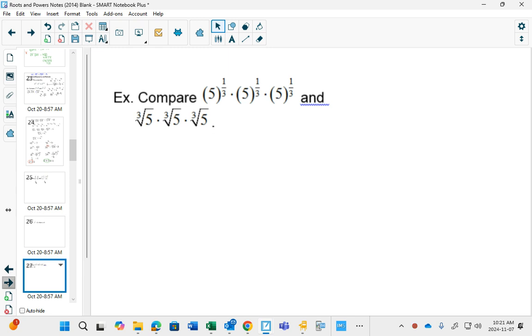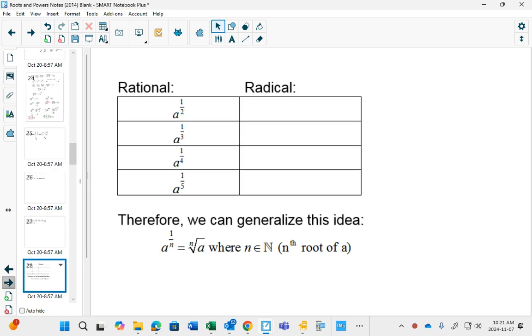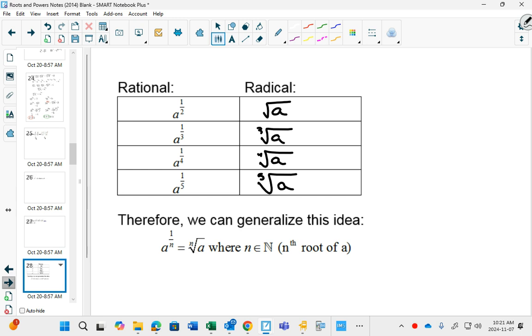And with cube roots, we get 1/3. So we can fill in this chart that a half is a square root. A third would be a cube root. A fourth would be a fourth root. And a fifth would be a fifth root. So 1/n would be an nth root.